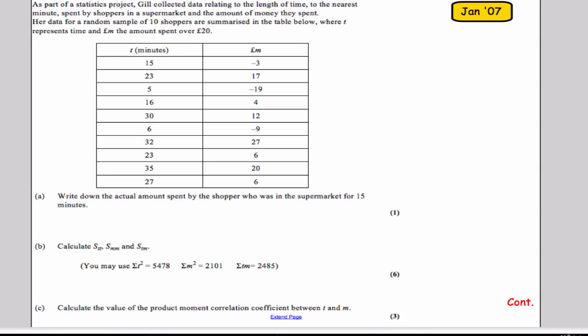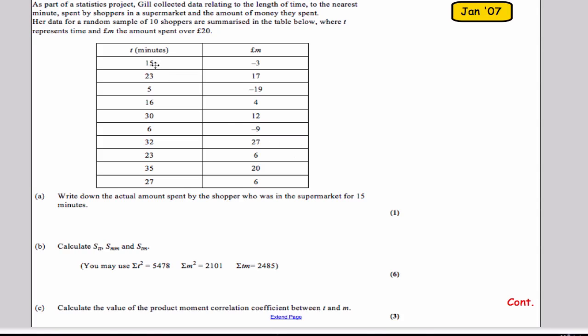As part of a statistics project, Jill collected data relating to the length of time, to the nearest minute, spent by shoppers in a supermarket and the amount of money spent. Her data for a random sample of 10 shoppers are summarized in the table below, where T represents time and M is the amount spent over £20. Write down the actual amount spent by the shopper who was in the supermarket for 15 minutes.